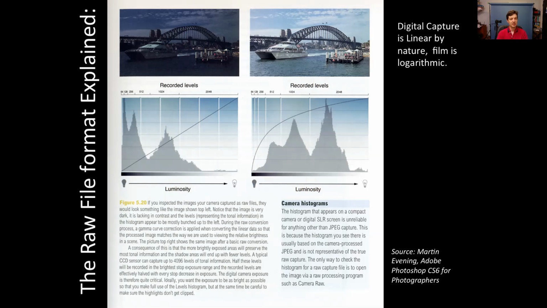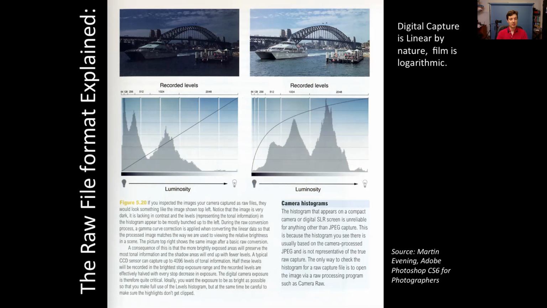A typical CCD sensor, this is sort of similar to a CMOS sensor, which most digital cameras use now. But a typical CCD sensor can capture up to 4,096 levels of tonal information. Half these levels will be recorded in the brightest stop exposure range, and the recorded levels are effectively halved with every stop decrease in exposure. Now that's a little bit complicated to unpack, but I'll show you what that means in the next slide.